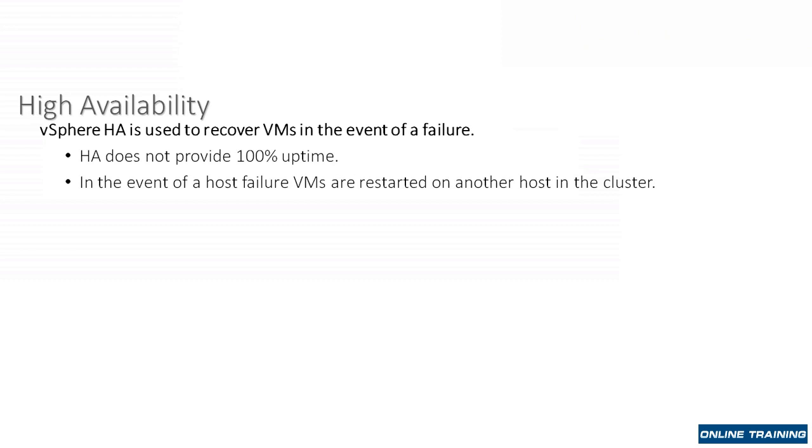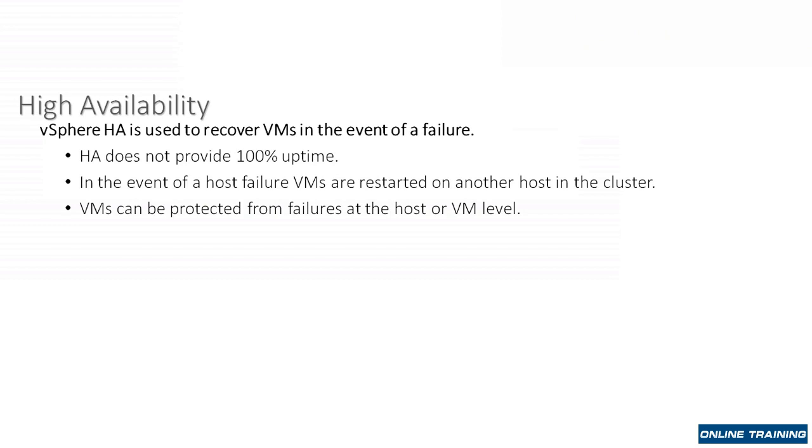What HA does is essentially, if an ESXi host fails, all of the virtual machines running on that host will fail. But after that failure occurs, high availability will start rebooting those virtual machines on different hosts within that cluster.